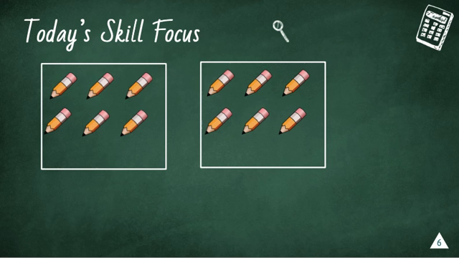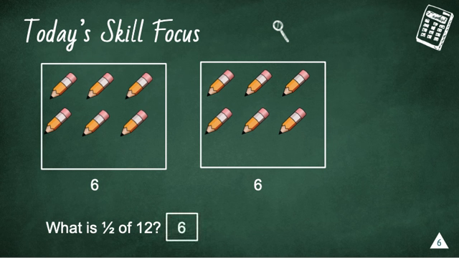How many pencils do I have in the first pile? 6. How many pencils do I have in the second pile? I also have 6. Are both piles equal? Yes, they are. So what is 1/2 of 12? Remember, I had 12 pencils total and I split them into 2 equal groups. That means 1/2 of 12 is 6.